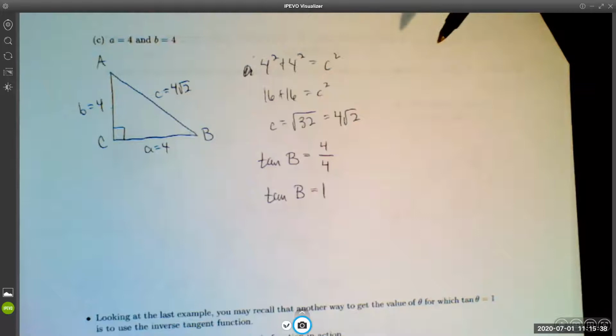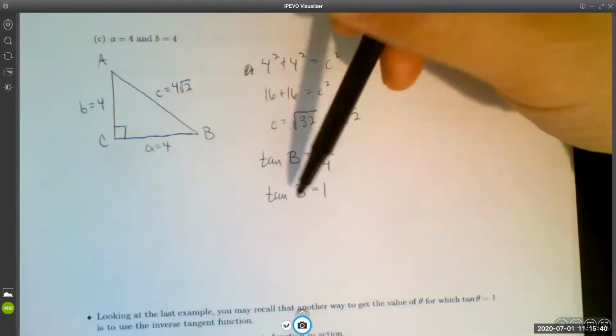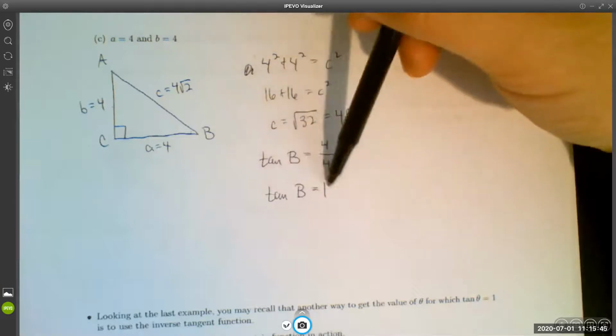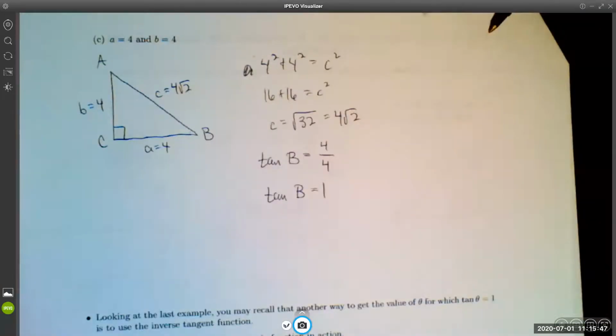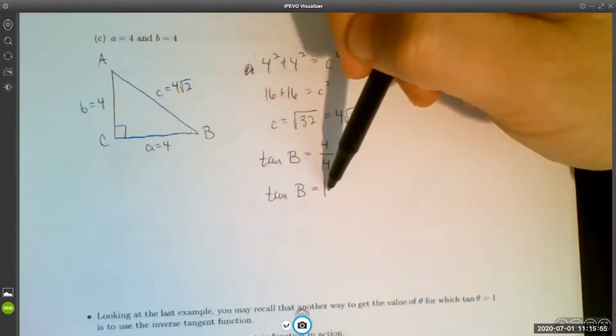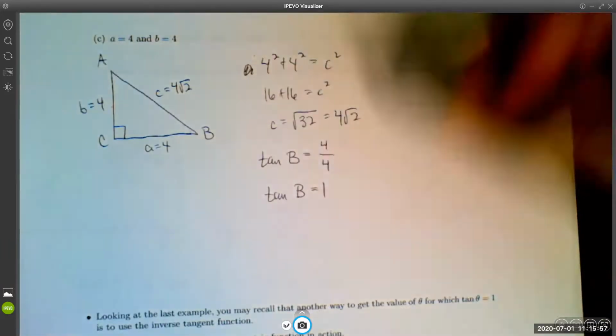Another way to think about this is that you're looking for an angle such that tangent of that angle is equal to 1. What angle do we know does that trick? And the answer is 45 degrees, right? Tangent of 45 degrees equals 1. So that's how we know that B must be 45 degrees.